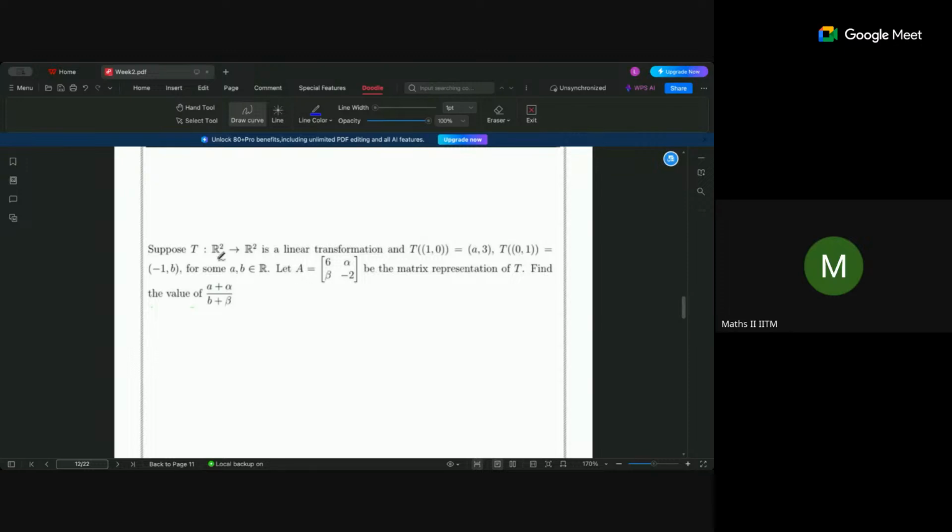Okay, so now suppose you are having a transformation T from R2 to R2 where T of 1 0 is this and T of 0 1 is this. And you are given that A is the matrix representation of T. Find the value of a plus alpha by b plus beta. I guess if A and B are specific, it will be easier. I don't know what A and B were given to you. I guess it is varying for everyone, or how is that so?